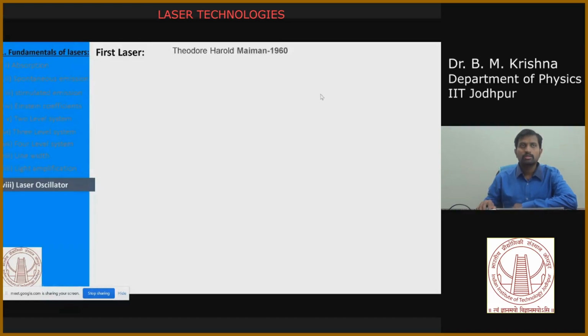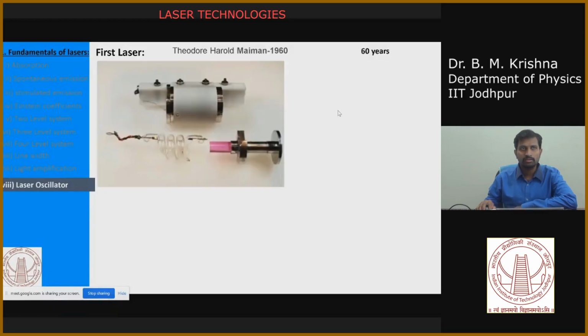So this morning we discussed the first laser system, which was invented by Maiman in 1960. So these are the practical components of the laser system, and the crystal, the active medium used for this laser system, is a ruby crystal.